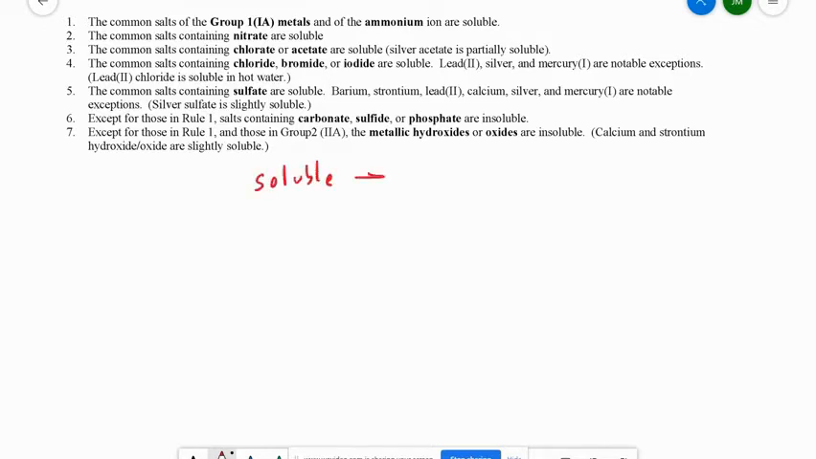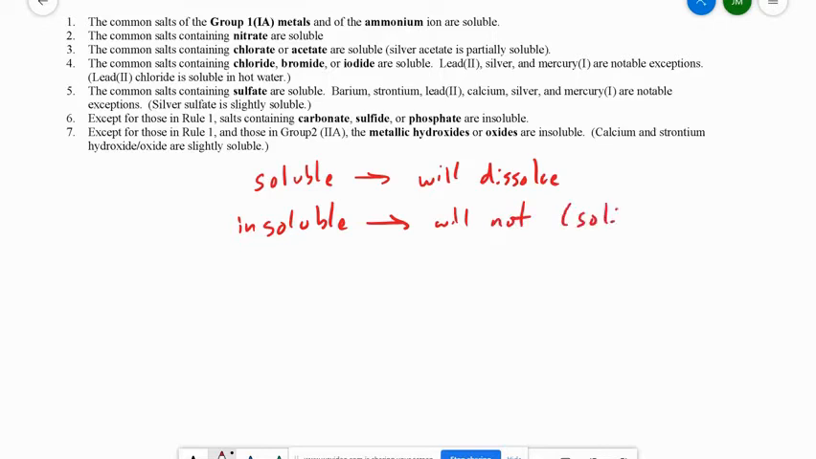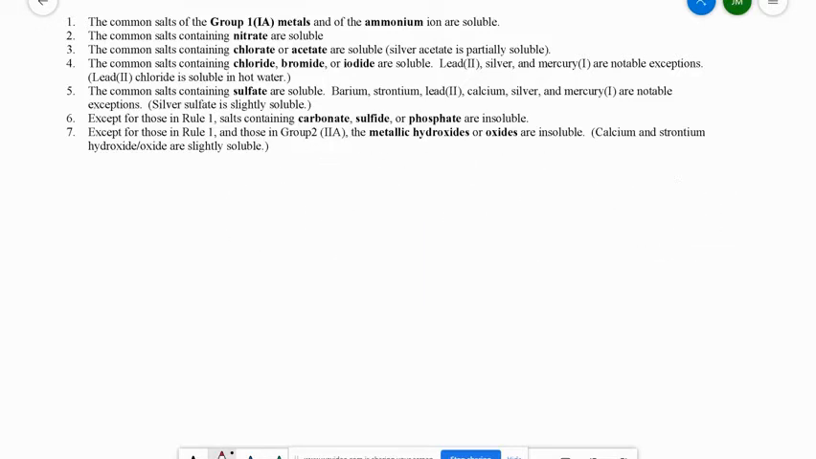soluble means will dissolve. Insoluble means will not dissolve or is a solid, right?